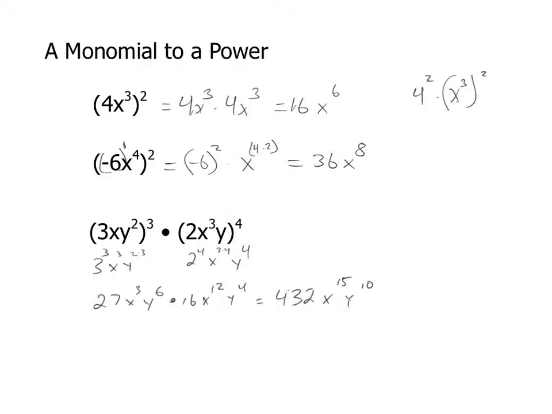Y to the 10th. So those are raising monomials to powers. You're multiplying all your exponents, and the big thing to remember is to do it to the coefficient too.